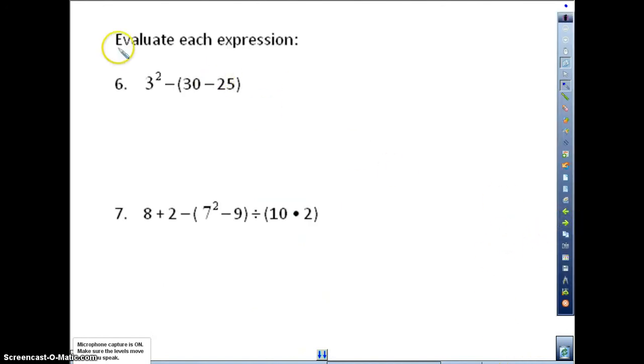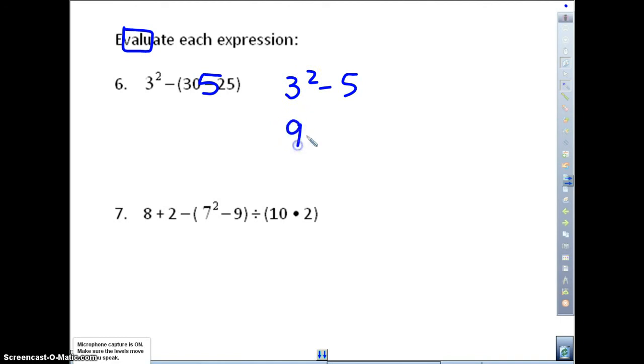Next, evaluate the expression. Find the value of. Okay, I have parentheses. You got to do that first. 30 subtract 25 is 5. So I have 3 squared subtract 5. We're going to do our exponents next. 3 squared is not 6. It's what? 3 times 3 is 9. Subtract 5 is 4. You guys should do this whole section first. Pause the video, do the whole section, come back and look at the answer.